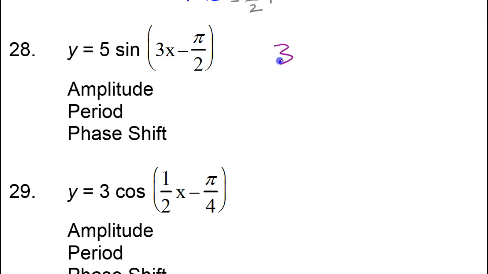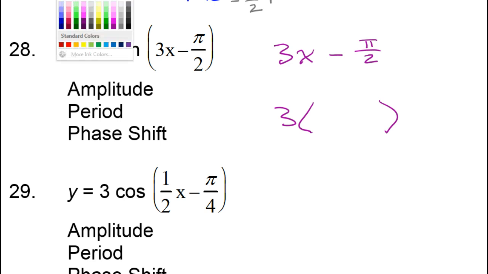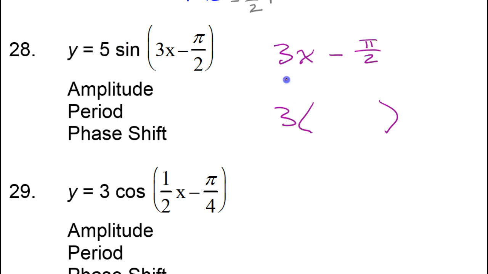So remember, it works like this. If I take my 3x minus pi over 2, before I read the phase shift, I have to pull that 3 outside of parentheses. I have to factor it out. And when you factor something out, to find out what goes inside the parentheses, you must divide. So that's going to leave me with x minus. So the question is, what is pi over 2 divided by 3?